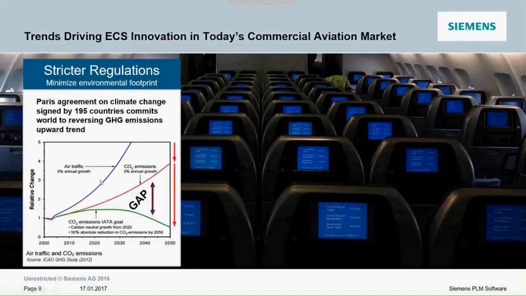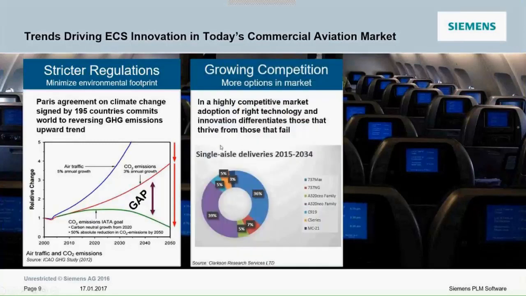And we know that air traffic is going to be growing at about 5% a year. With the current technologies we have today, we believe we should be able to reduce our CO2 emissions by about 3%. But there's a gap. For us to get to our carbon neutral target, there's a gap in technology. So we're going to need to look for innovative ways to reduce overall energy costs, and that includes looking at the ECS system.